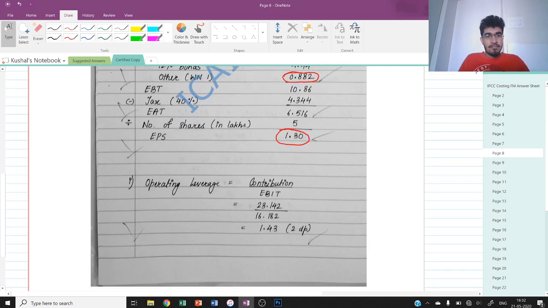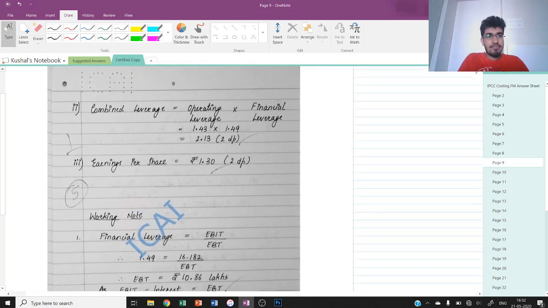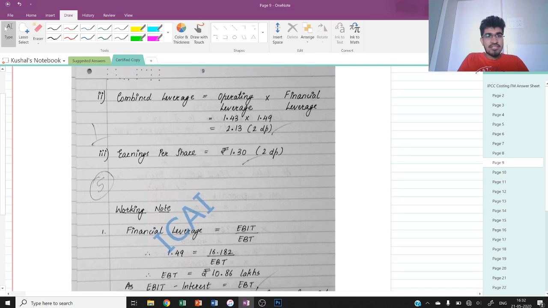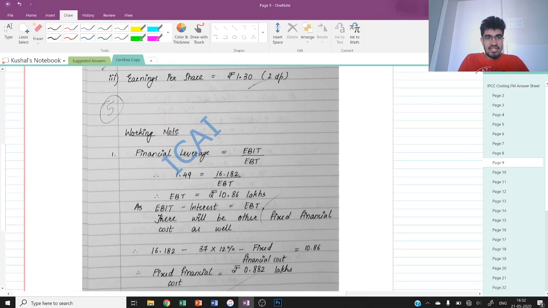We have to compute the operating leverage. Operating leverage is what? Contribution upon EBIT. This is the formula of operating leverage. Simply substituting the values of contribution and EBIT, we get an operating leverage of 1.43. Then we were required to compute the combined leverage. Combined leverage is what? Operating leverage into financial leverage. First, let's compute the financial leverage.